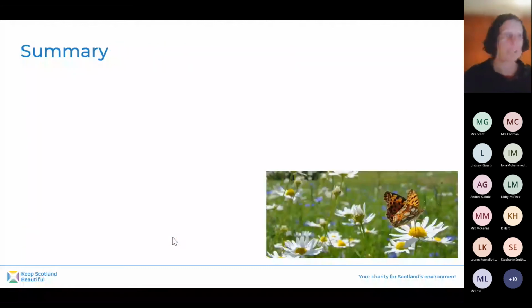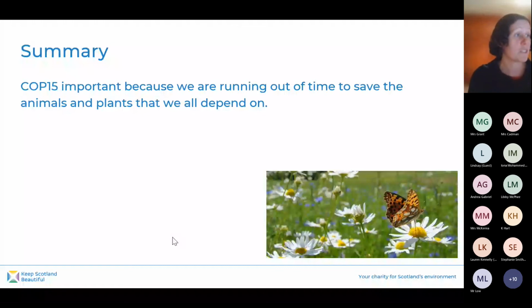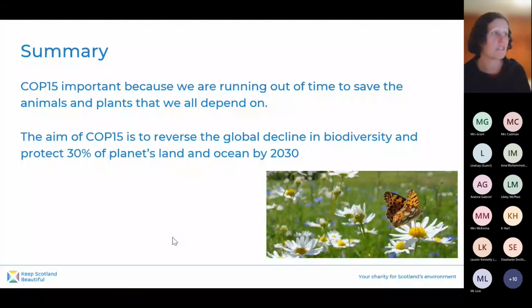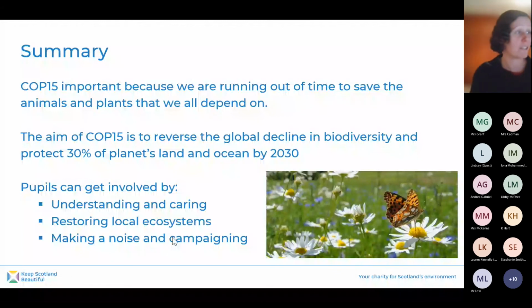So just as a summary of the things that I've covered, COP15 is important because we're running out of time to save the animals and plants that we all depend on. The main aim of COP15 is to reverse the global decline in biodiversity and protect 30% of the planet's land and ocean by 2030. So that's that 30 by 30 goal. And you can get your pupils involved by understanding and caring about the issues through some of the activities we talked about, trying to help restore your local ecosystems, and making a noise and campaigning to try and make change happen. Go and annoy your politicians. It's definitely a good thing to do.